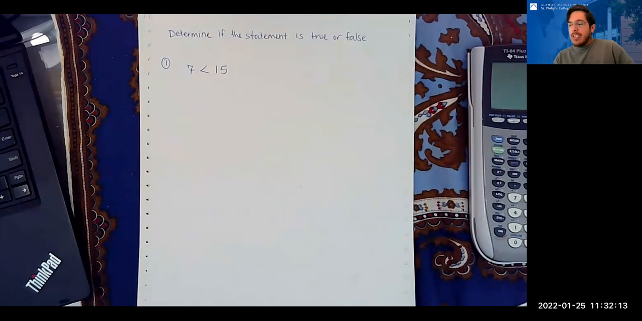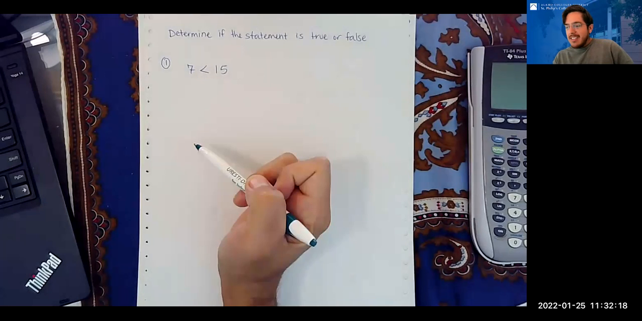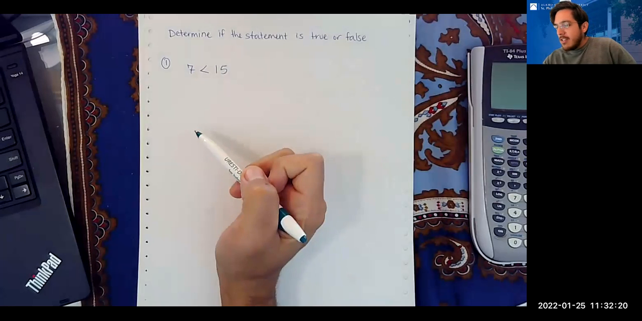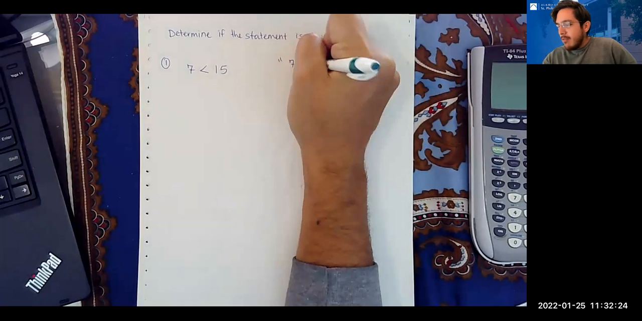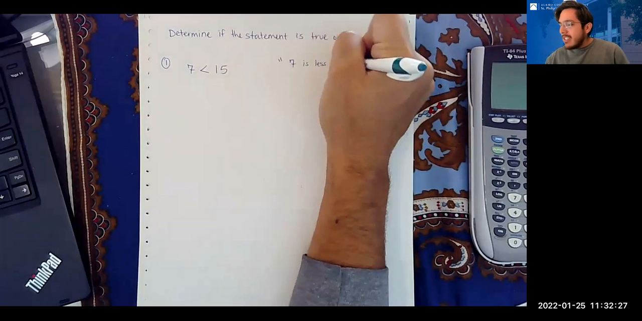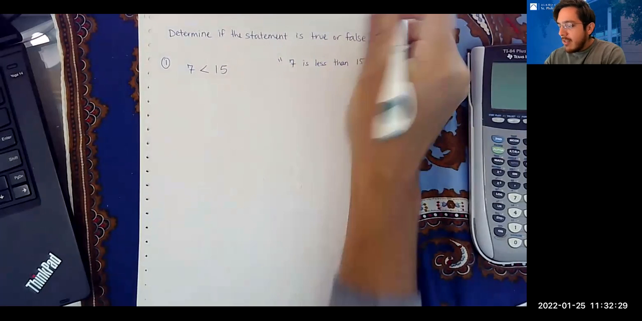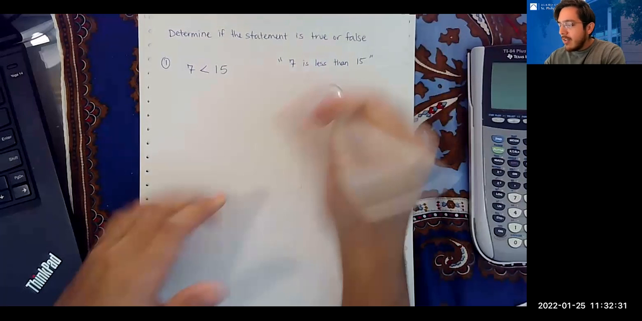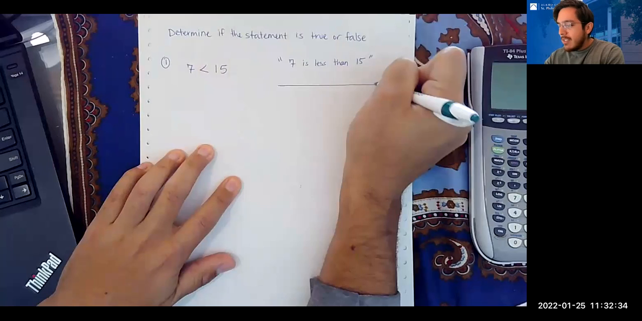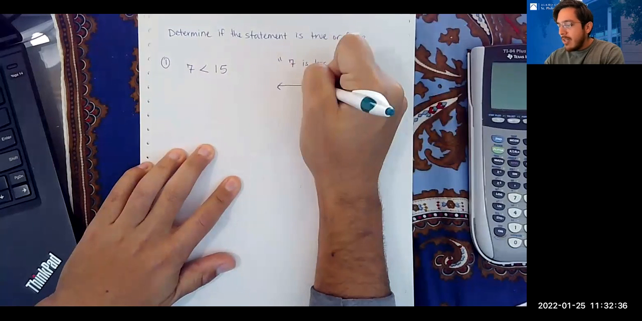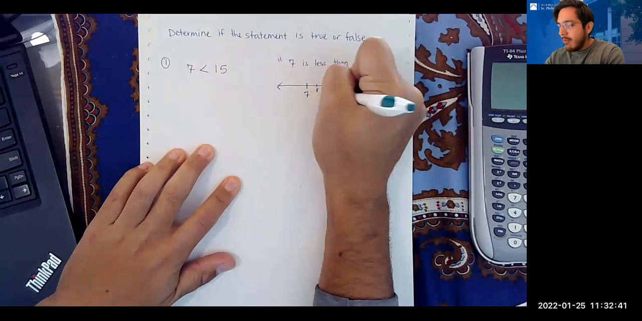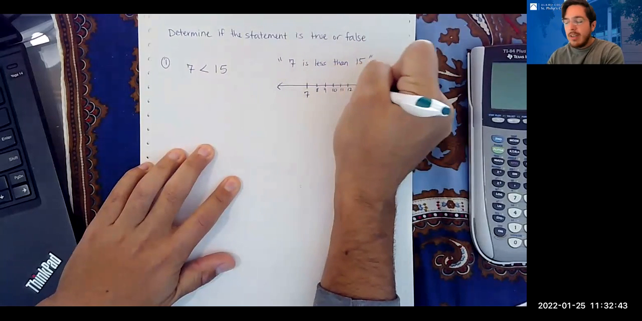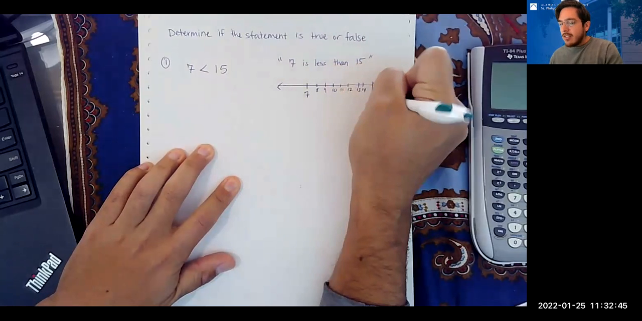Yes. How would you read this statement? 7 is less than 15. Yeah, so you would read it as 7 is less than 15. And if you needed to verify that for yourself, you could plot 7 and 15 on a number line. You know that if 7 is here, then we should have 8, 9, 10, 11, 12, 13, 14, and then eventually we'll get to 15, right?